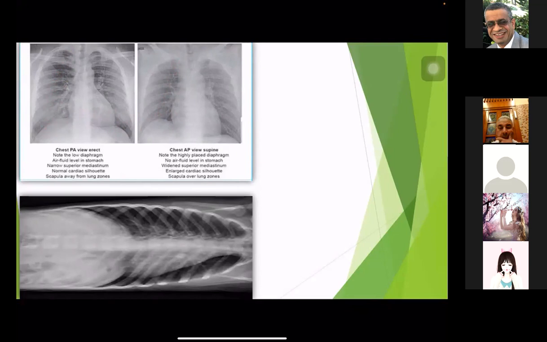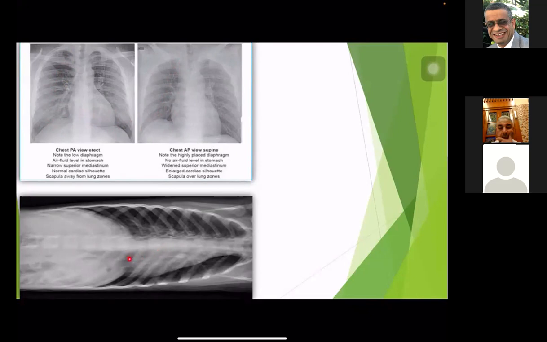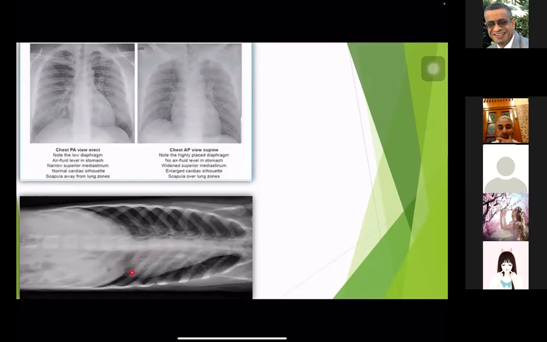The second position is the decubitus, as we see here. The diaphragm will be higher on the dependent side. We see here, this is higher than that part.